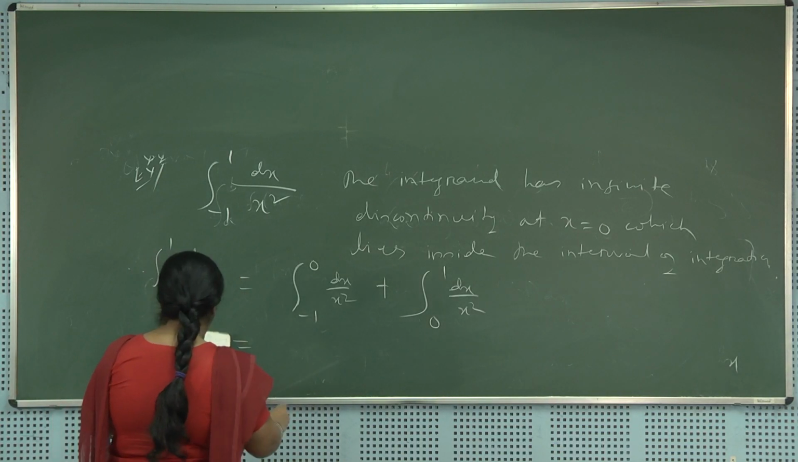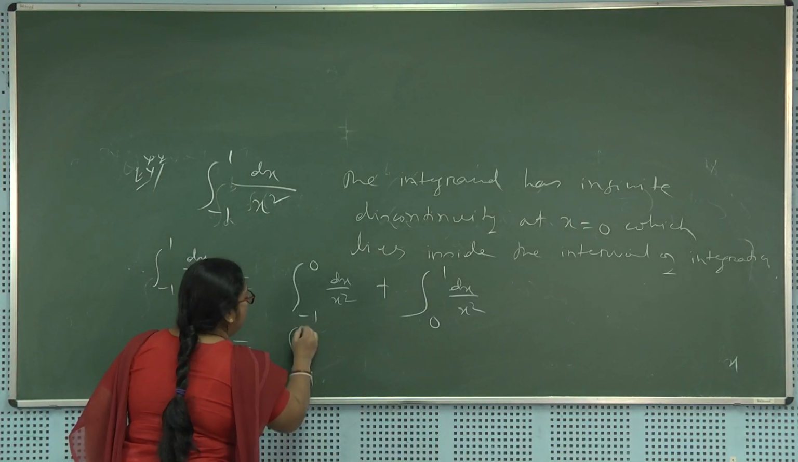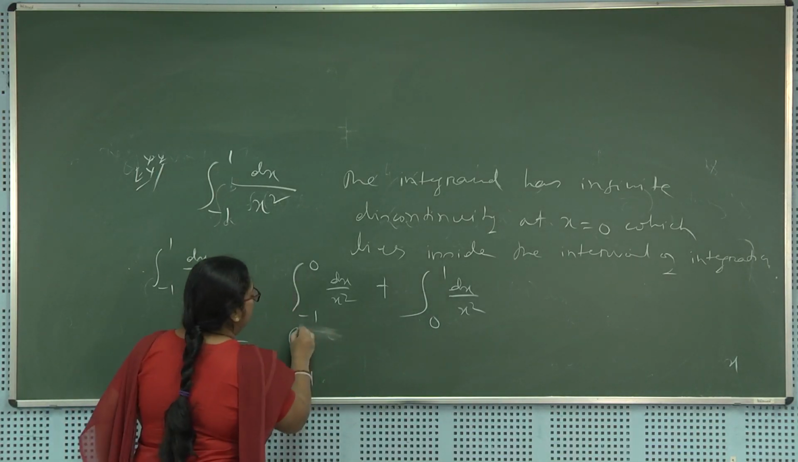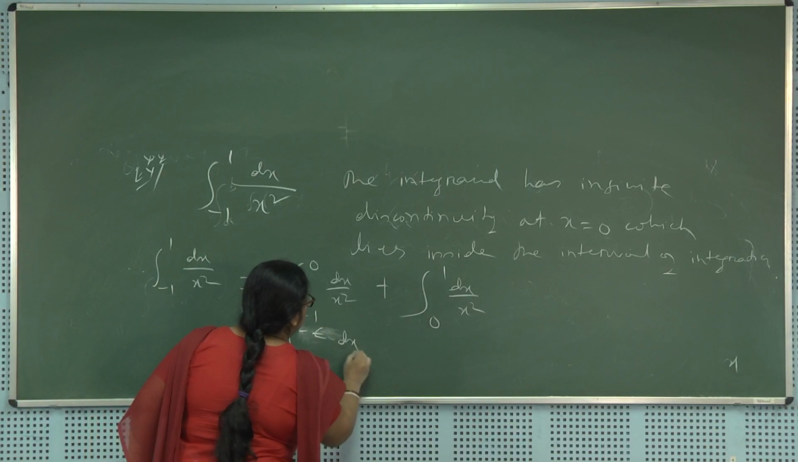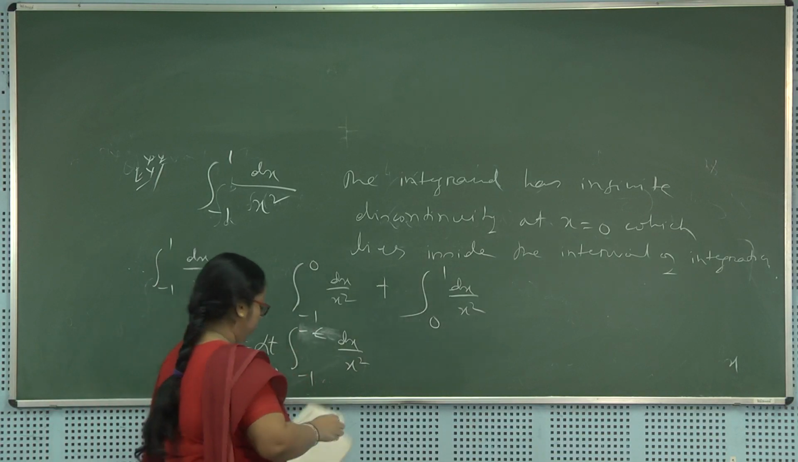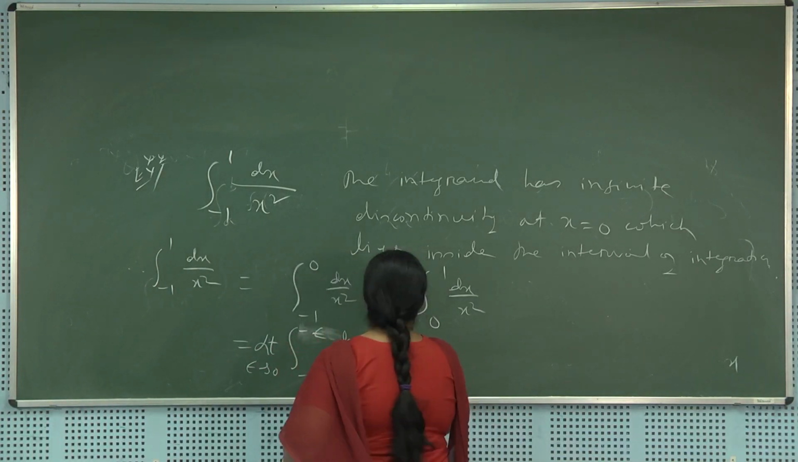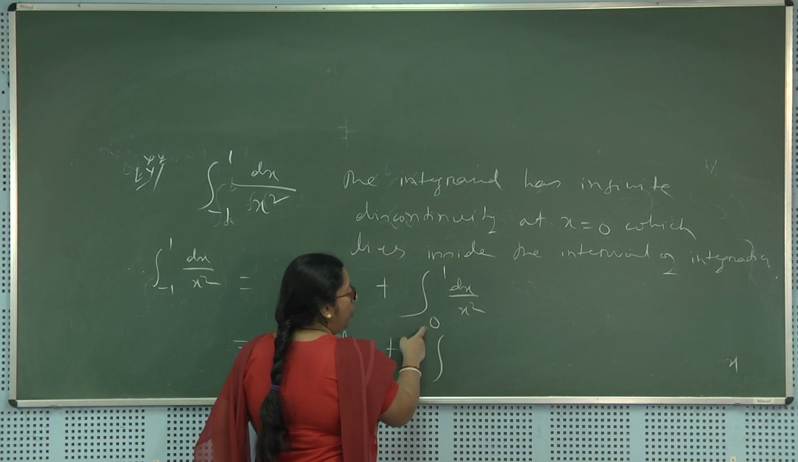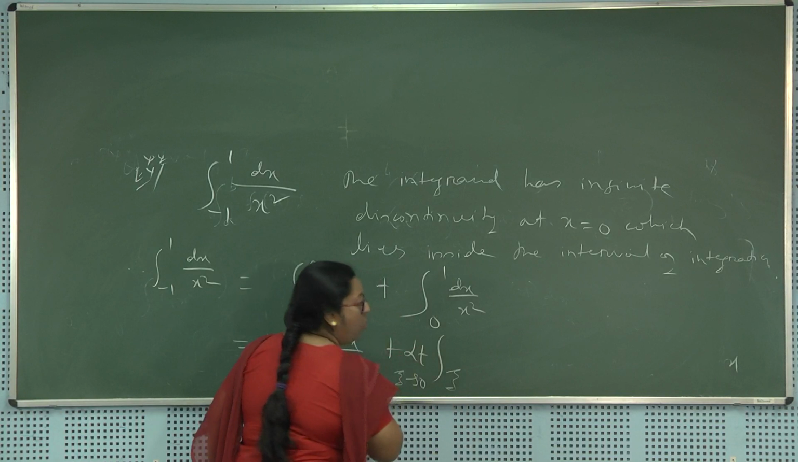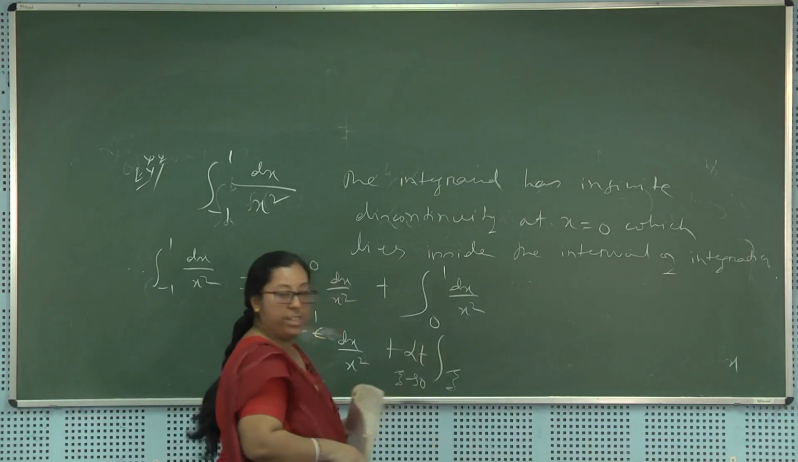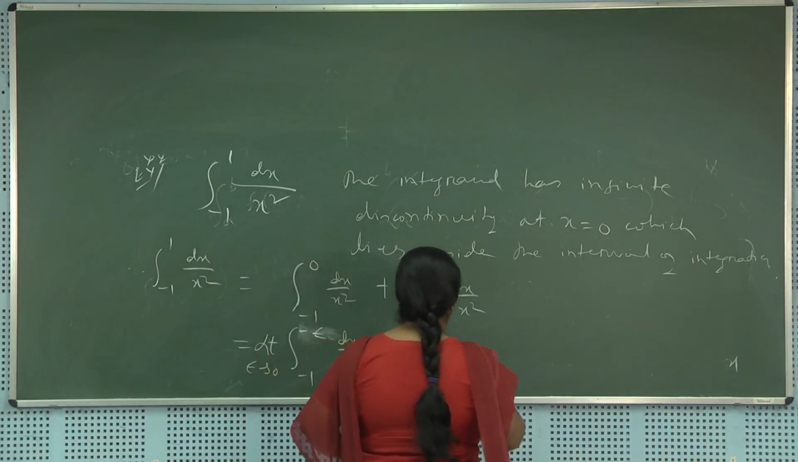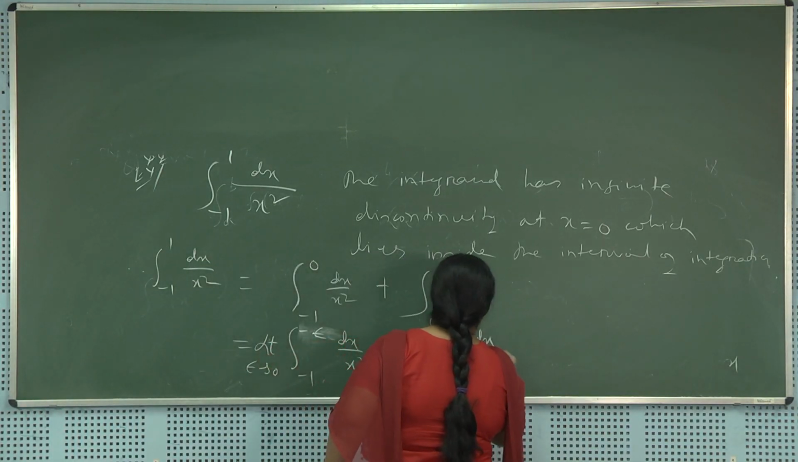So, this will be -1 to 0 minus epsilon, or so it is better to say minus epsilon, dx upon x square, limit epsilon tends to 0, plus here 0 is in the lower limit. So, it will become some xi, limit xi tends to 0, xi to 1 dx upon x square. Remember, we use two different notations so as to study the singularity properly.